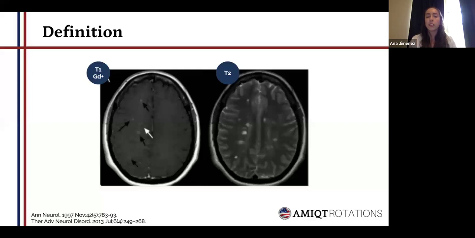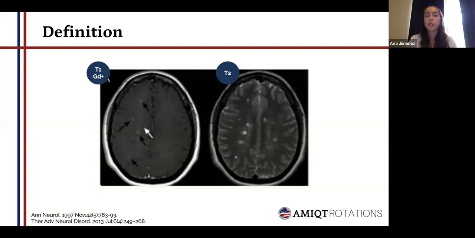To start with, demyelinating lesions are areas of the central nervous system where the myelin sheath has been damaged, either by inflammation, infections, or vascular causes, among other things. Radiologically speaking, demyelinating lesions are defined as ovoid, well-defined hyperintensities over 3 millimeters on T2 or FLAIR sequences.